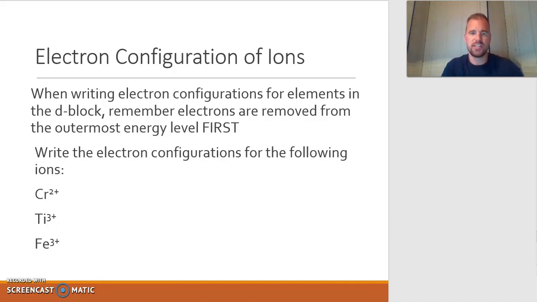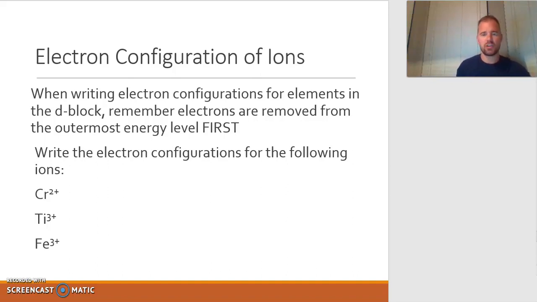Continuing on with section 6, now that we have an understanding of how ions are behaving and why they do what they do, we can now write the electron configurations for them. When you're writing electron configurations for elements in the D block, remember that electrons are always removed from the outermost energy level first. So that's not going to be the D block. So keep that in mind.